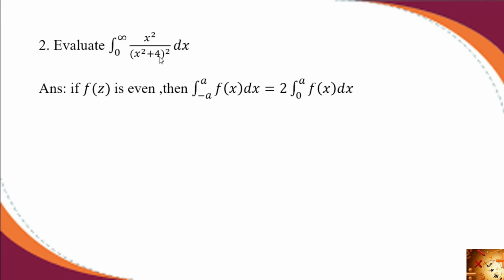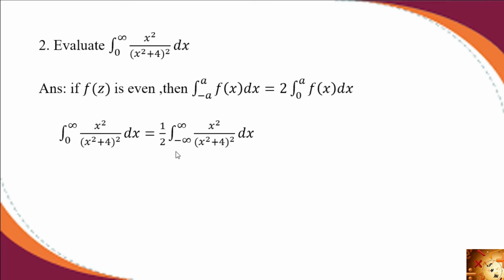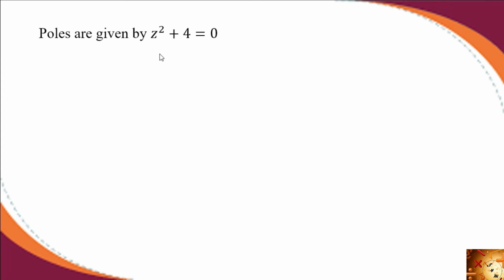Here the function is x square divided by x square plus 4 the whole square. Here it is an even function, so we can rewrite this integral as 1 by 2 into integral minus infinity to infinity x square divided by x square plus 4 the whole square dx. Then in terms of z, this is equal to 1 by 2 integral over c z square divided by z square plus 4 the whole square dz, which is equation number 1. Then the poles are given by z square plus 4 equal to 0, that is z equal to plus or minus 2i. This is a pole of order 2.